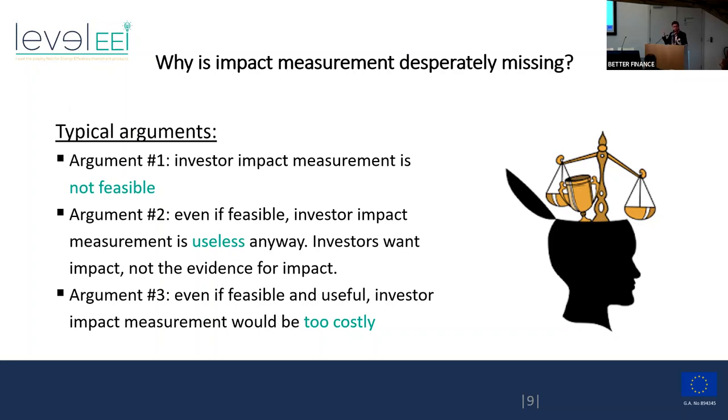That's acceptable on paper, at least. And finally, argument three, that even if it were feasible or useful, the impact measurement would be too costly, and perhaps investors will not be willing to pay for the measurement. Okay, let's dig into this to see if it makes sense.